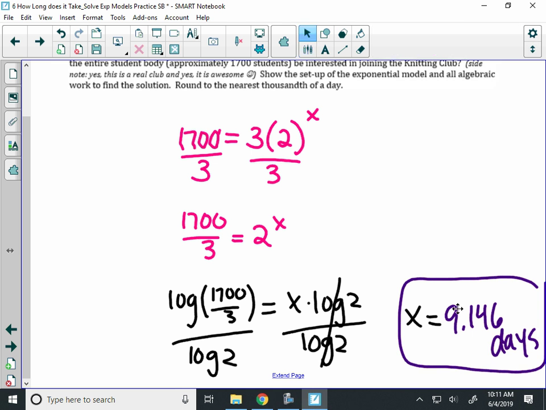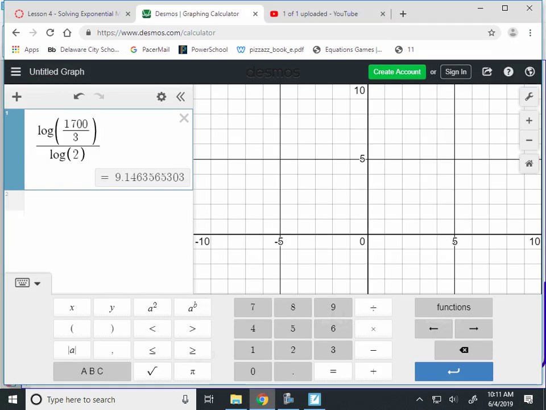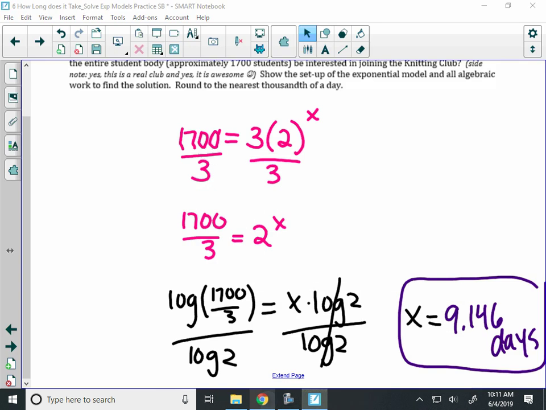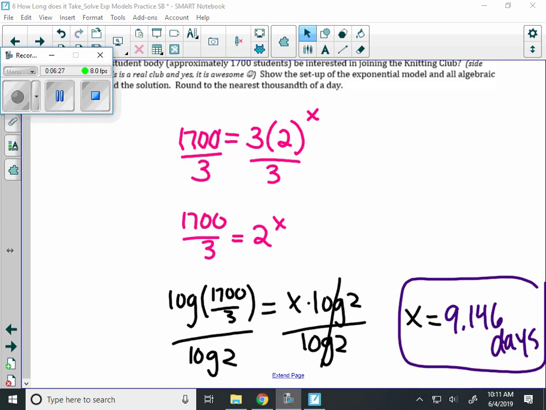All right, you are ready for your test review. Try the other problems here. If you're good at solving exponentials, then you'll be good at solving the modeling problems.